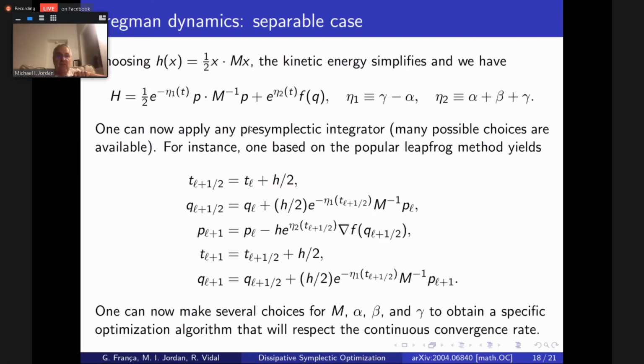This is done for the simple case of the Bregman divergence being just quadratic. And there is an explicit symplectic leapfrog integrator. It's an interlacing of full step sizes and half step sizes. And if you know this literature, you'll recognize this kind of integrator. So this you just put on the computer and it will have the guaranteed rate.